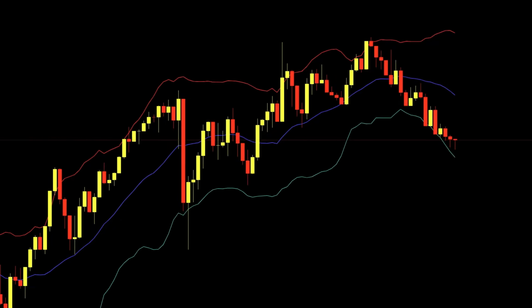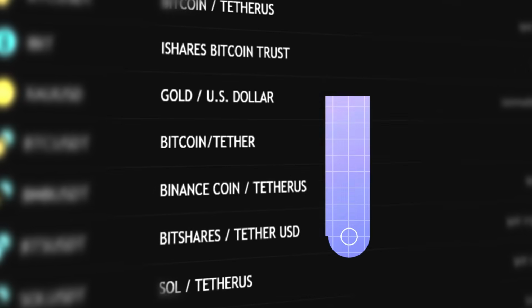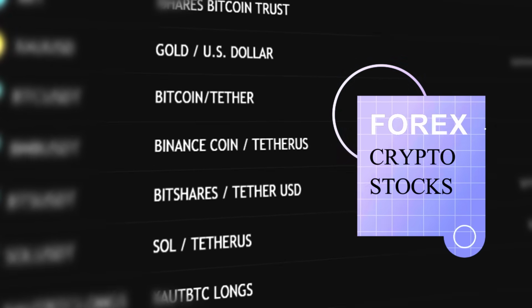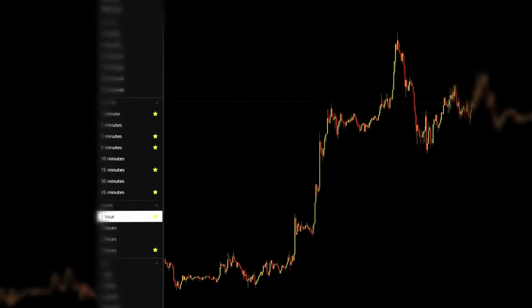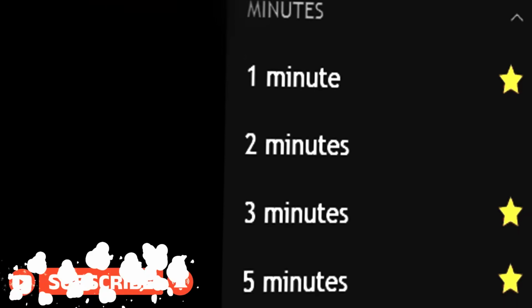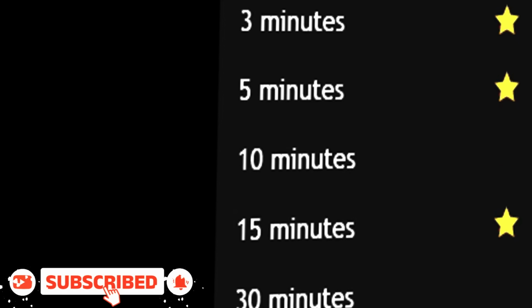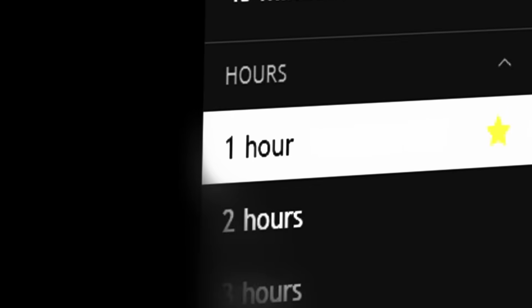Now common question is, what markets can you look at with this? I've personally explored the idea on different things like forex, crypto and stocks. And for time frame, I found this particular setup interesting to look at on the smaller charts like 1 minute or 5 minute and even the 1 hour and 4 hour charts.